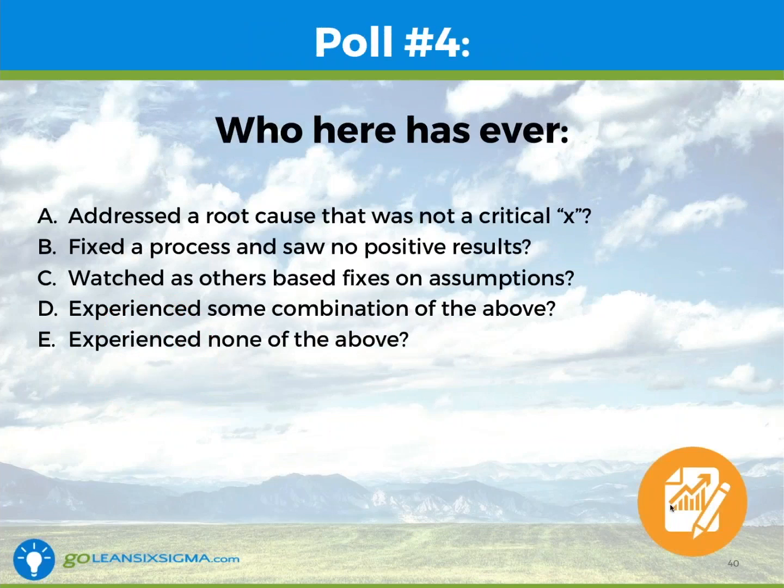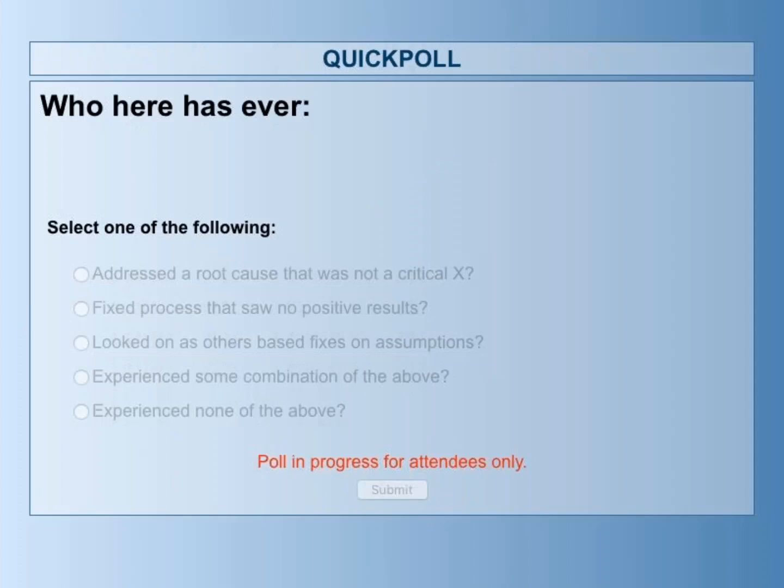So let's do a little check on you guys. I would like to find out if you have personal experience of what Tracy and I are describing. Address the root cause that was not a critical X. Fixed a process that saw no positive results. Looked on as others based fixes on assumptions, or experienced some combination, or none of that's familiar, right? So any of this, and any combination of this, because those of you who have been in process improvement for a while, you're probably thinking, I've seen it all. So we just want to hear what you guys came up with.